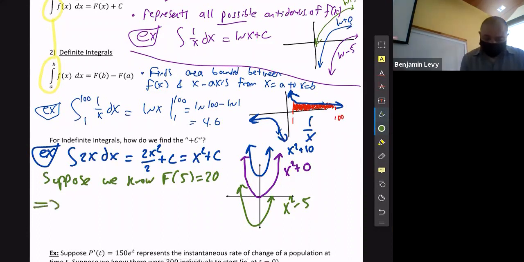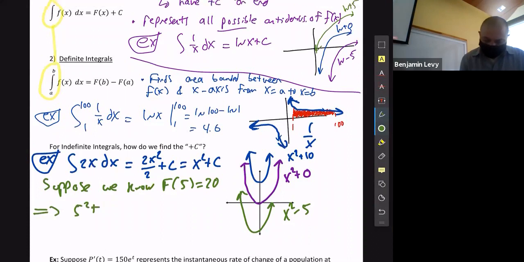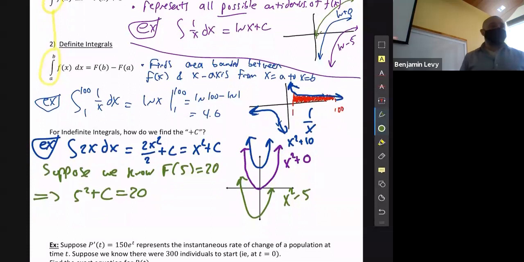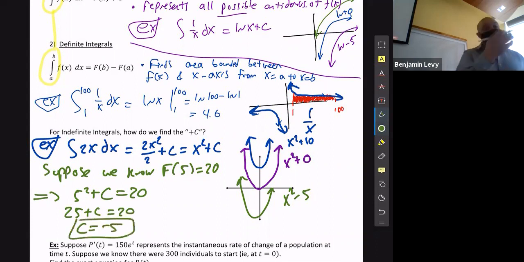That means that when I plug 5 in, plus c, I should get 20 out. That's what f of 5 equaling 20 means. And now the only thing that's missing there is c, and so we can figure out c. 25 plus c is 20. That means c is negative 5. So the graph is actually that lower one where c is negative 5.